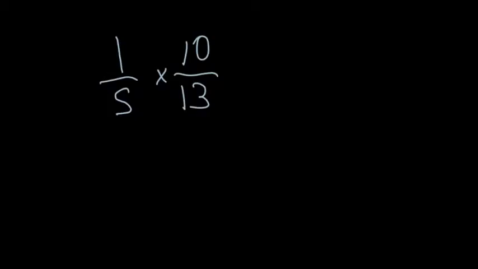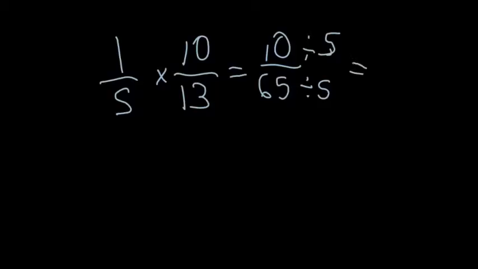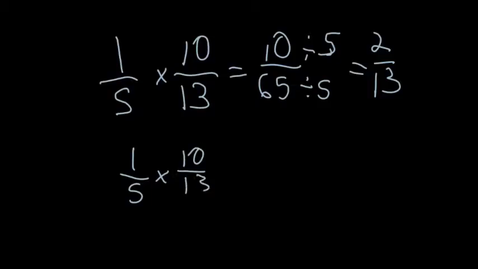Alright, next I have 1/5 times 10/13. So again, I can just start multiplying. 1 times 10 is 10. 5 times 13 is 65. If you didn't know that off the top of your head, you can always work it out. And so both 10 and 65 can be divided by 5. 10 divided by 5 is 2. 65 divided by 5 is 13. So if you reduce this before you multiply, it actually makes your multiplication much simpler.